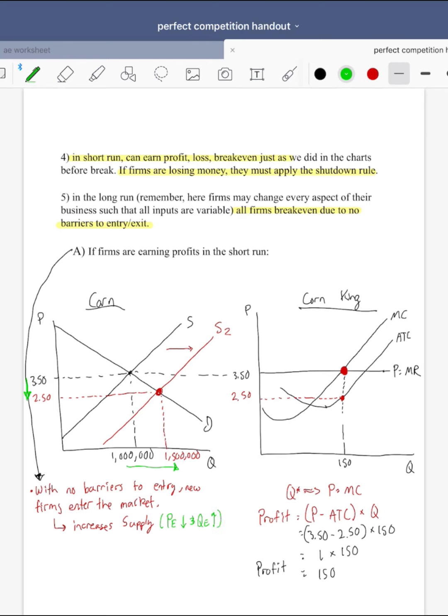And drives our equilibrium quantity up. So once again, with no barriers to entry, new firms are going to enter the market, and this increases supply. Now, as supply goes up, we see that our equilibrium price goes from $3.50 to $2.50. So our equilibrium price goes down, and we see that our equilibrium quantity goes up as a result.